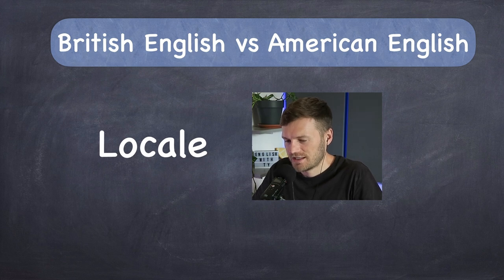In British English, the word would be pronounced locale, again with an R. And in American English, it would be locale, with an A sound once again. So the same principle basically applies here. In British English, it's an R sound for the A, and in American English, it's an A sound. Locale, locale. Here's an example for you in British English.